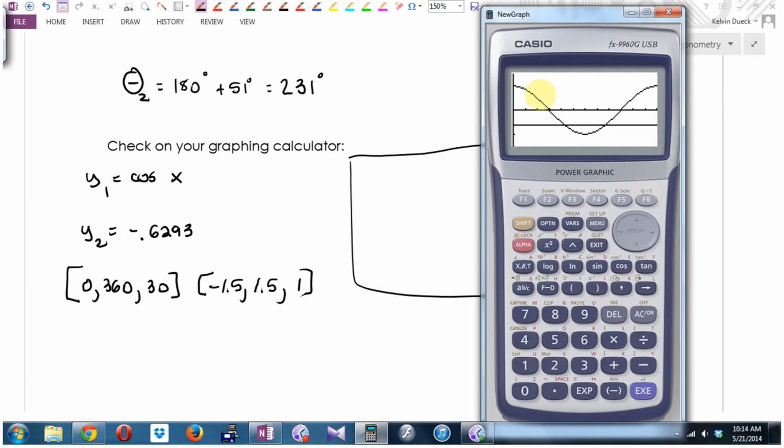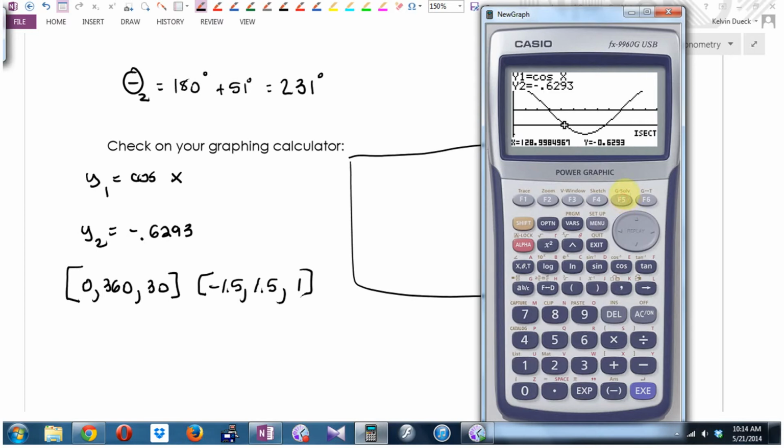The cosine graph, which looks like this. And there's the line negative 0.6293 high. And what I want is where these two graphs cross, because that's when they're equal to each other, which is really what that upper equation said. How can I do that? G solve, what do I want to find?